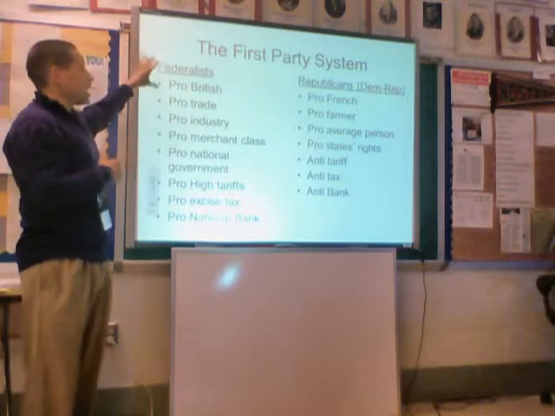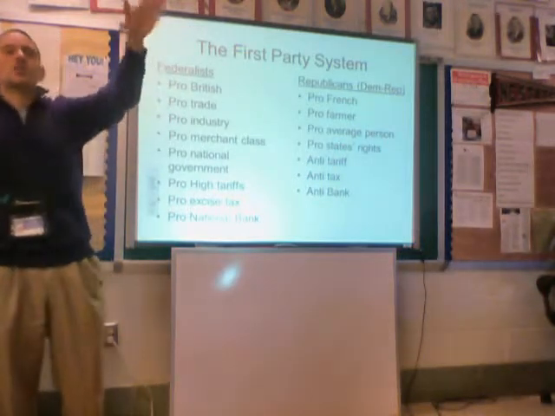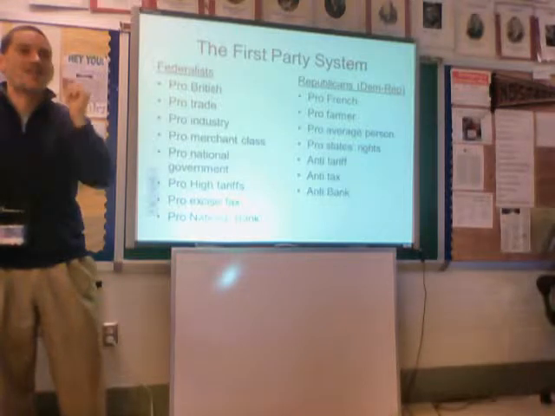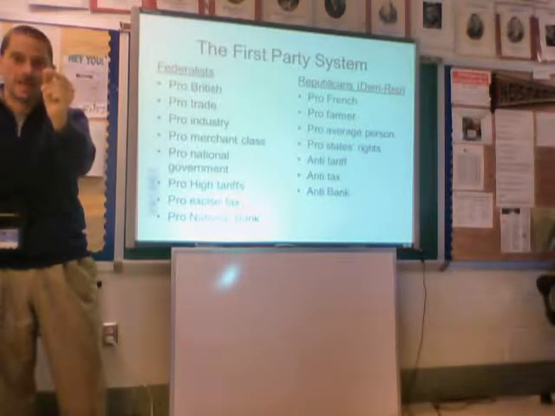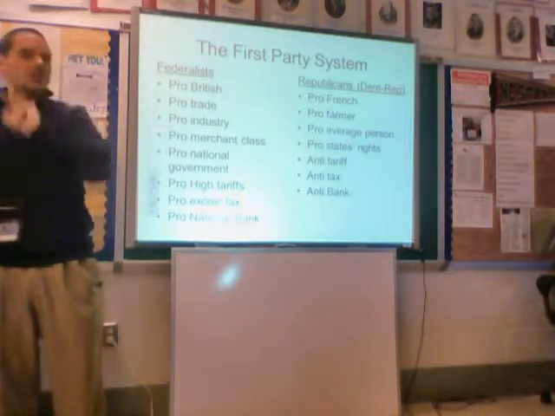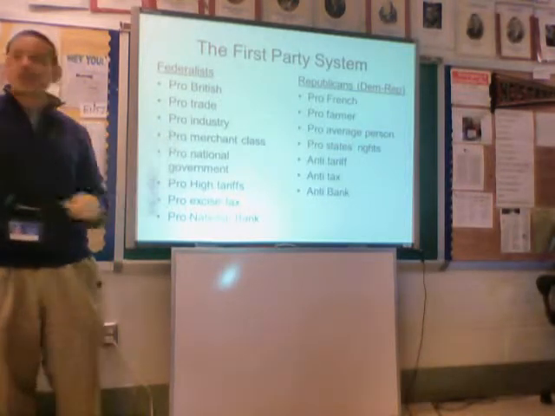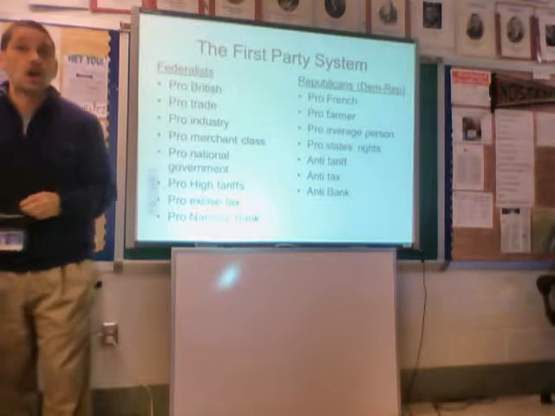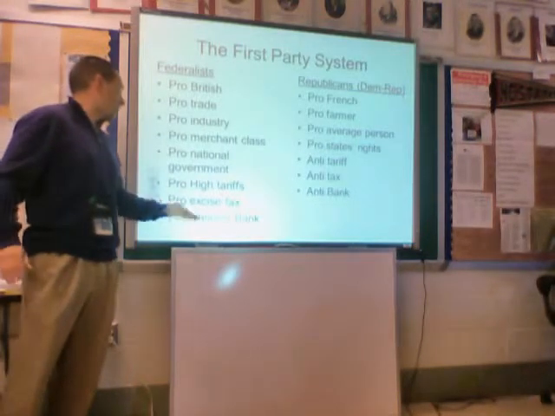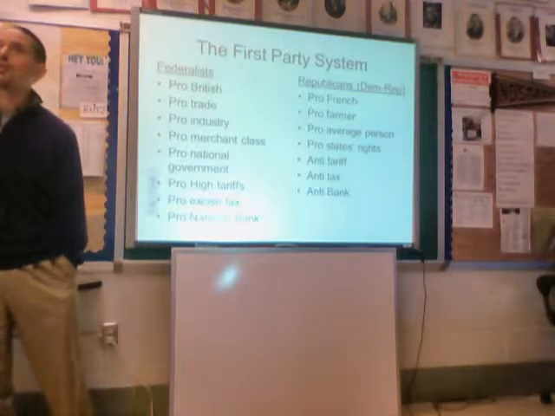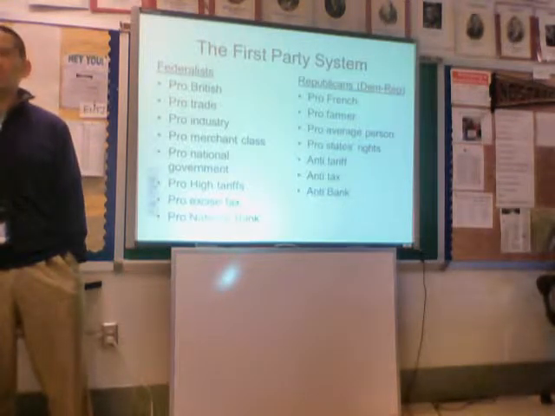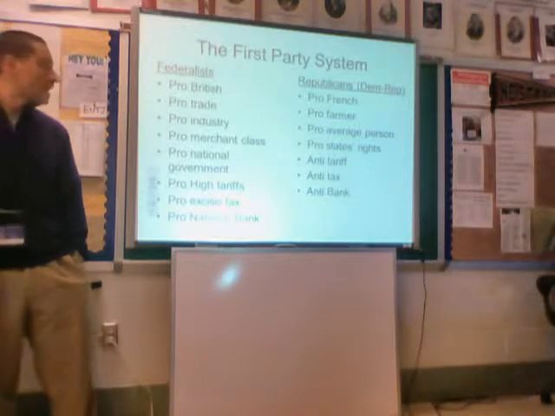The Federalists generally tended to be pro-British, not because they loved the King of England, but because Britain was the richest country in the world, and that's where the money could be made, because they are also pro-trade and pro-industry. They generally tend to be merchants. They generally tend to be in favor of a strong national government. High tariffs, the excise tax, the national bank, the Hamilton financial plan. That's what the Federalists generally tend to be.